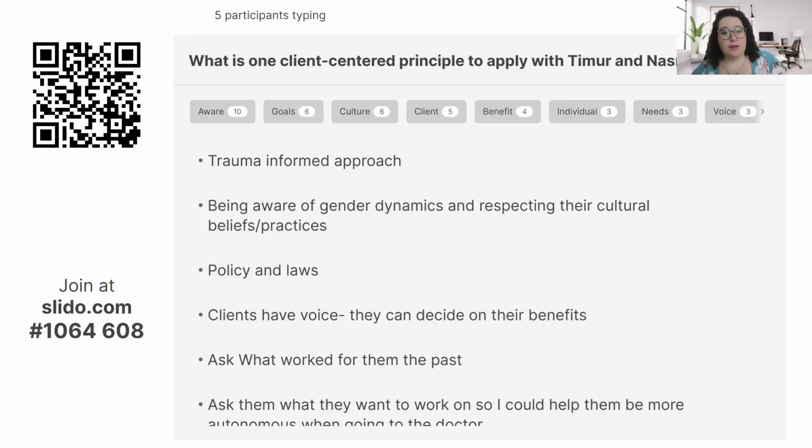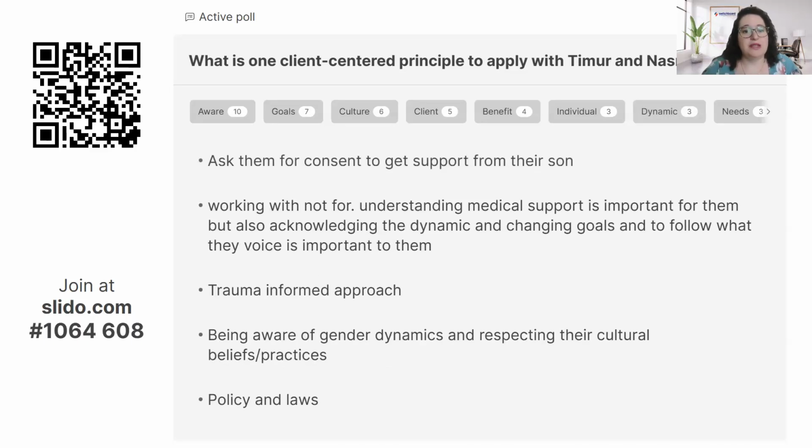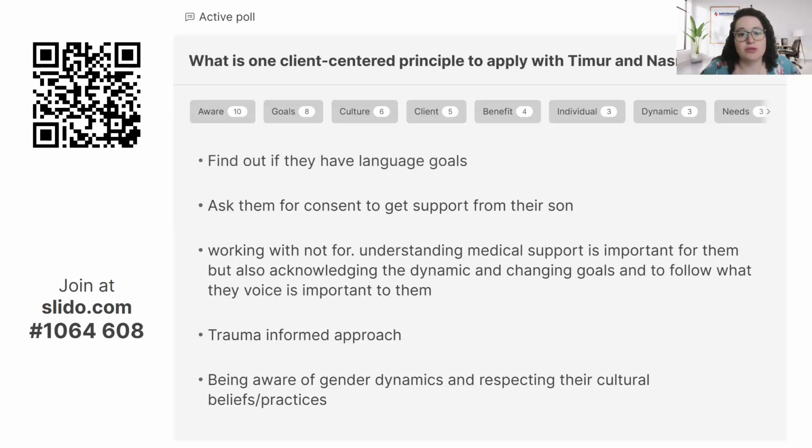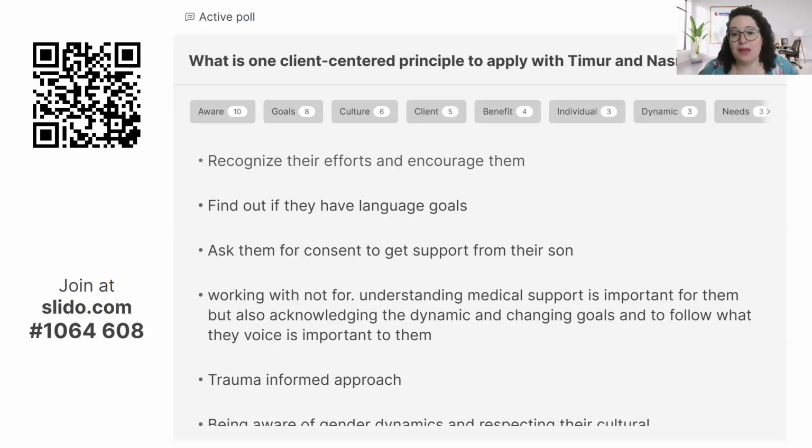Being aware of gender dynamics and respecting cultural beliefs, absolutely. Working with, not for, understanding medical support is important, but also acknowledging the dynamic and changing goals. I love these. Ask them for consent to get support from their son. Absolutely. I think there's a lot to be managed there, kindly and in partnership.